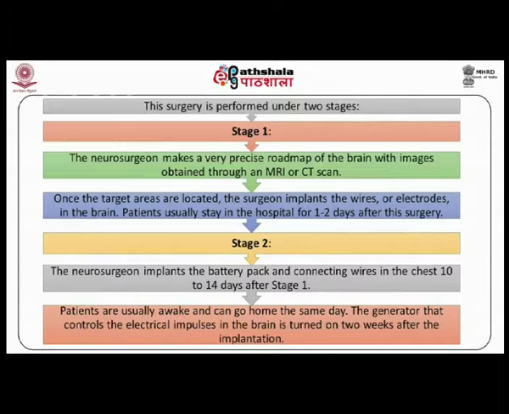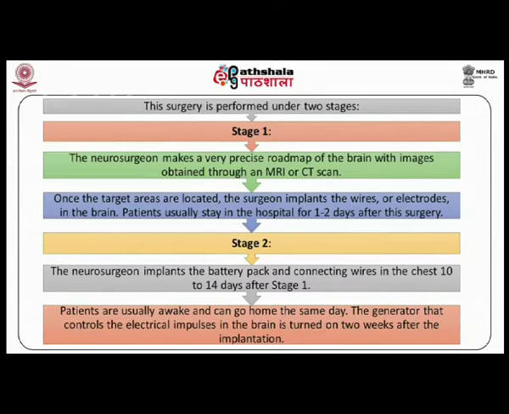Stage 1. The neurosurgeon makes a very precise roadmap of the brain with images obtained through an MRI or CT scan. Once the target areas are located, the surgeon implants the wires or electrodes in the brain. Patients usually stay in the hospital for 1 or 2 days after this surgery.